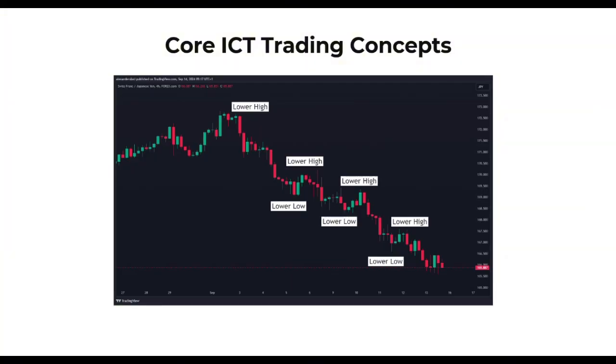So just like we talked about, we have the first two concepts, which are market structure and liquidity. So over here we have market structure. This is the traditional market structure that we all know, the higher highs and higher lows. So when you see this, you know that you're in a continuation.